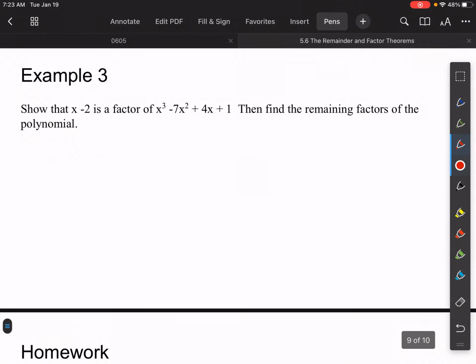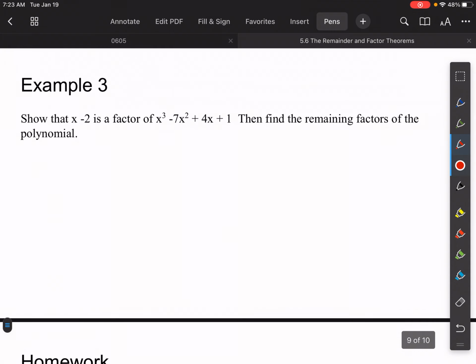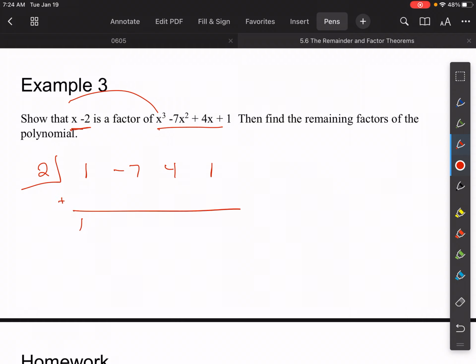So let's do one. It says, for example 3, show that x minus 2 is a factor of this guy, then find the remaining factors of the polynomial. A couple of ways I could show that. I could plug a 2 in here and see if I get 0, or I could just use division, right? So what makes this go to 0 is 2. 2 goes into 1, -7, 4, 1, so I can do the synthetic division, right? And then I would get, let's see what I get here, -6.